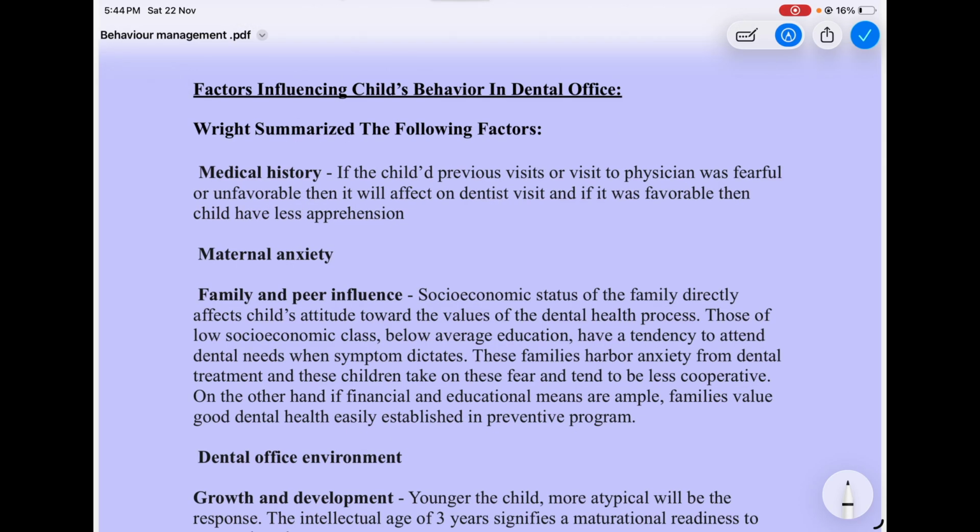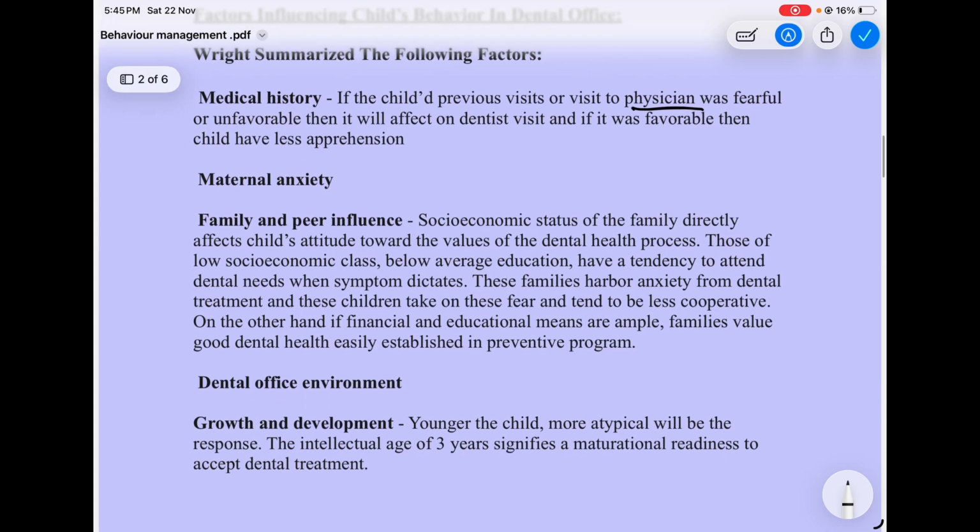Here are some factors influencing child behavior in the dental office. We will not discuss them in detail because some of them are already discussed in detail previously. I will link all the videos that are connected to these. Wright summarized the following factors, starting with the medical history. If the child's previous visit to the physician was fearful or unfavorable, then it will affect the dentist visits, and if it was favorable, then the child has less apprehension. Then maternal anxiety, we already talked about it in a previous individual video explanation.